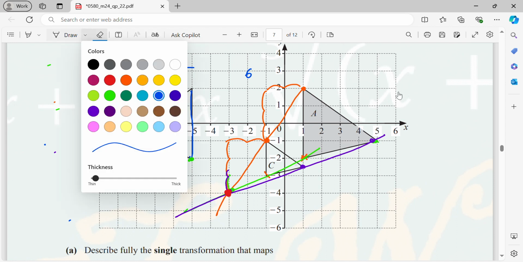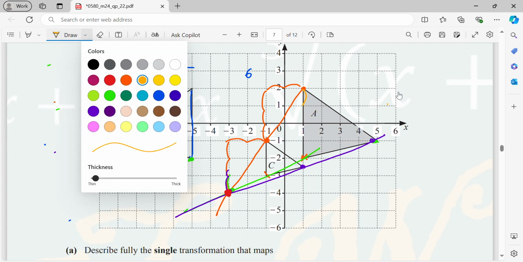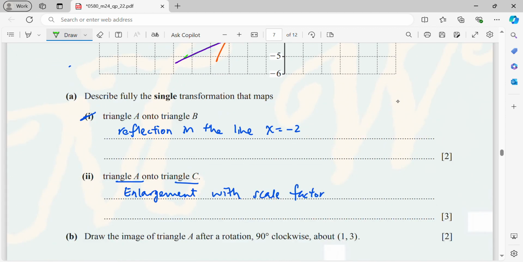So for the scale factor, you need to check what is the change of the length. So here, 1, 2, 3, 4, 4 units, but then the new one, just 2. So from 4 to 2, that is half, right? So therefore, the scale factor is half.